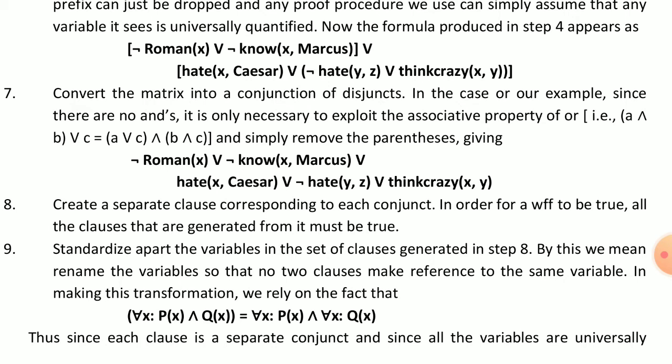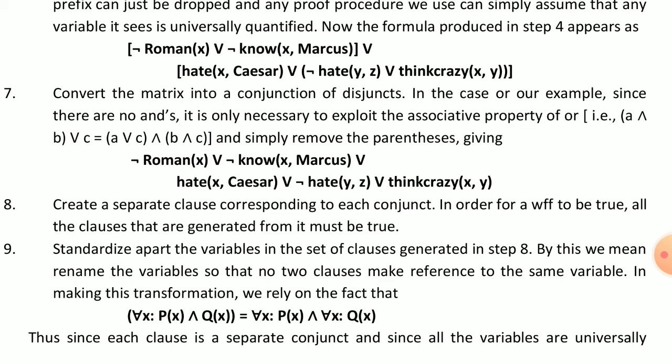Step number 8, we can create separate clauses corresponding to each conjunction. Okay, so here we can use the well formed formula, and if it is true, then all clauses that are generated from it must be true. Okay, now this step number 9, we can standardize apart variables in the set of clauses generated in step number 8. So here we can rename the variables so that no two clauses make reference to the same variable.